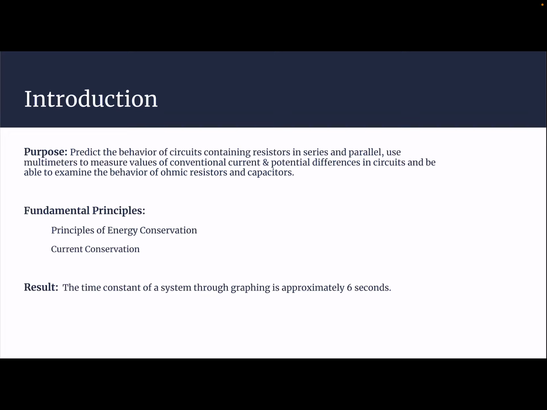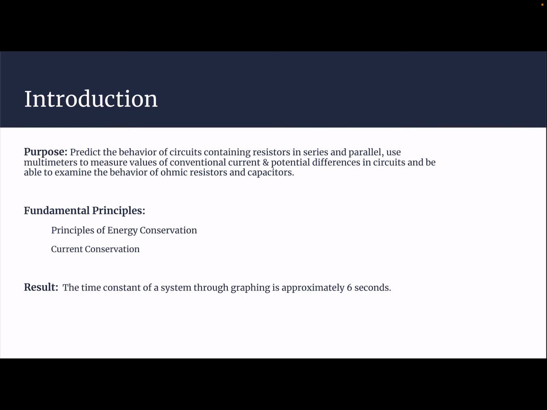Use multimeters to measure the actual values of conventional current and potential differences in the circuit, and examine the behavior of resistors and capacitors. To do this, we will be using the Online Circuit Construction Kit, CCK, from the Colorado PhET project to explore time-dependent voltage and current in a DC circuit. The fundamental principles we covered during this lab were the principles of energy conservation, the loop rule, and current conservation. The result from this experiment was that the time constant of a system was approximately 6 seconds.